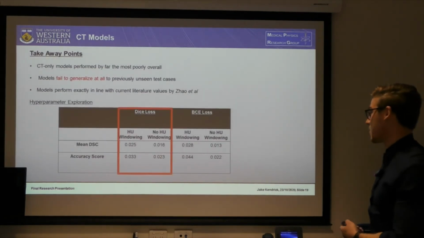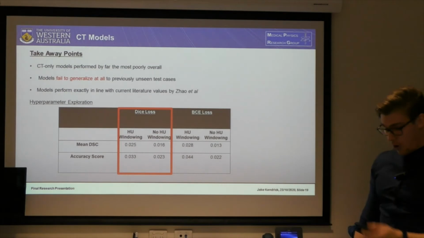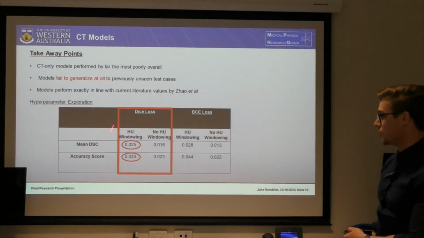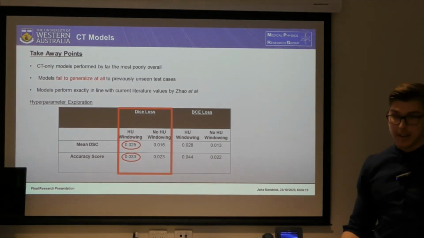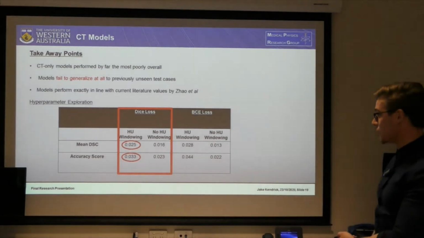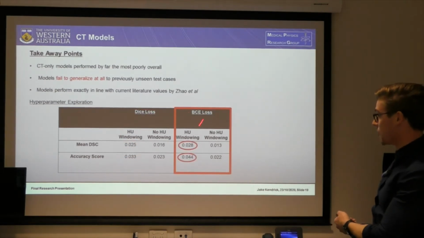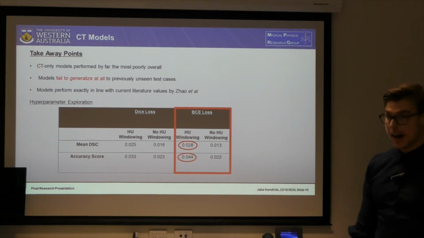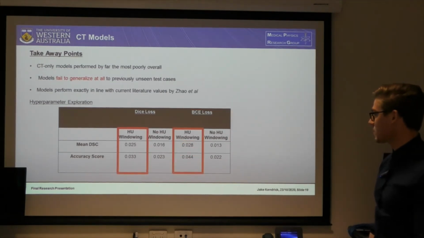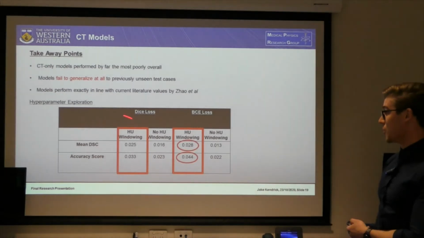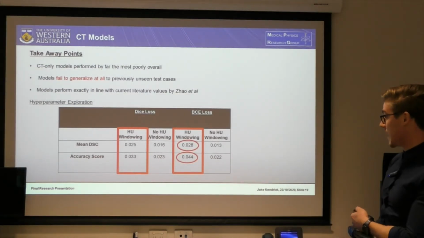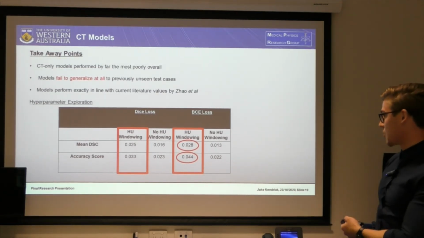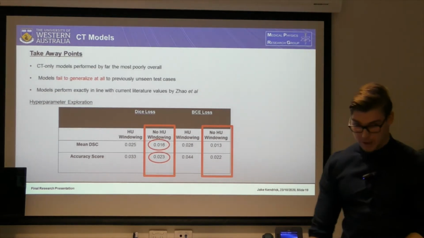If we do some hyperparameter exploration, what we observe is that if we control for the use of loss functions, first with the DICE, the model that used HU windowing as a pre-processing technique improves over the model that doesn't use it. And similarly, if we control for the BCE loss function, again, using HU windowing as a pre-processing technique improves results. If we control instead for the use of HU windowing, what we observe is that in one case, the model trained with the BCE loss function outperforms the DICE loss function, but in the other case, the DICE loss function outperforms.